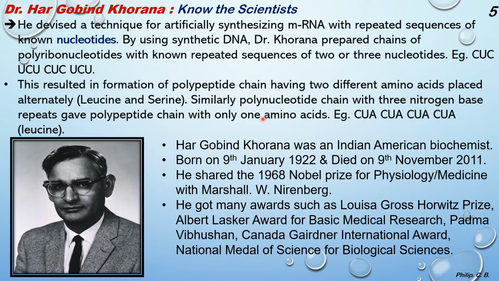Now, coming to the scientist, Dr. Hargobind Khorana. He devised a technique for artificially synthesizing mRNA with a repeated sequence of known nucleotides by using synthetic DNA. Dr. Khorana prepared chains of polyribonucleotides with a known repeated sequence of 2 or 3 nucleotides, for example CUC, UCU, CUC, UCU. This resulted in the formation of a polypeptide chain having two different amino acids placed alternately, that is leucine and serine.